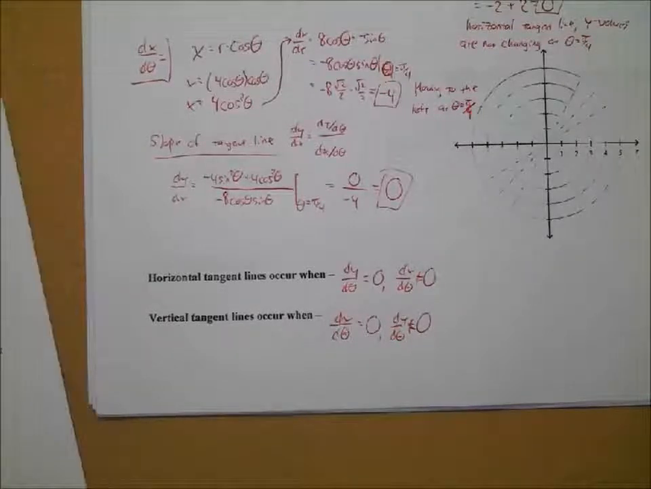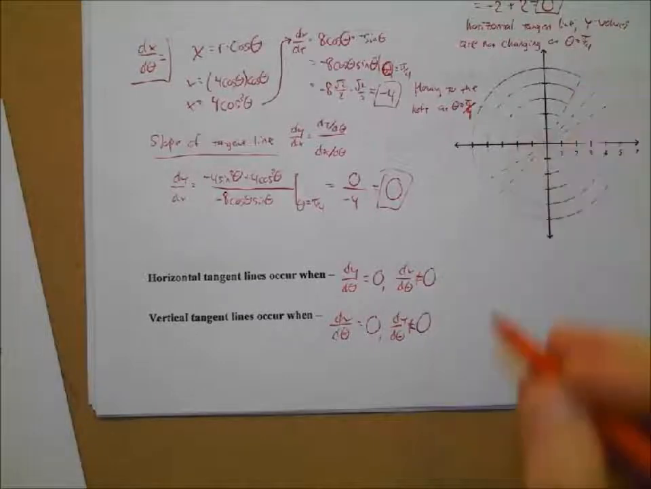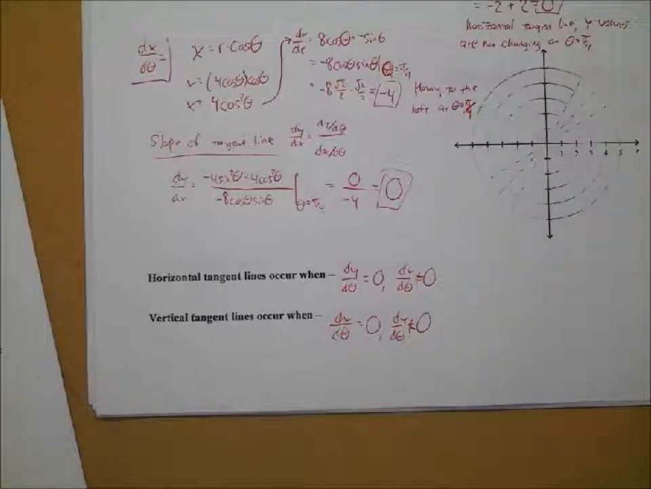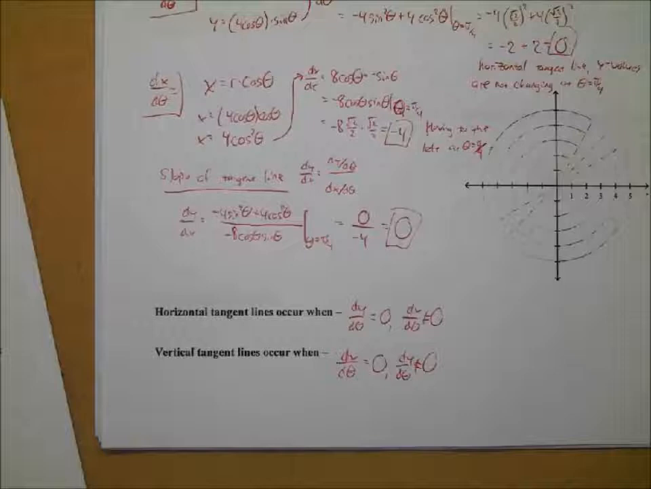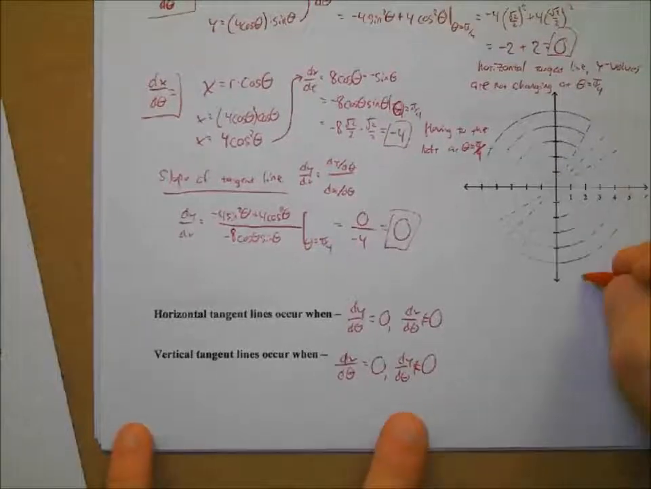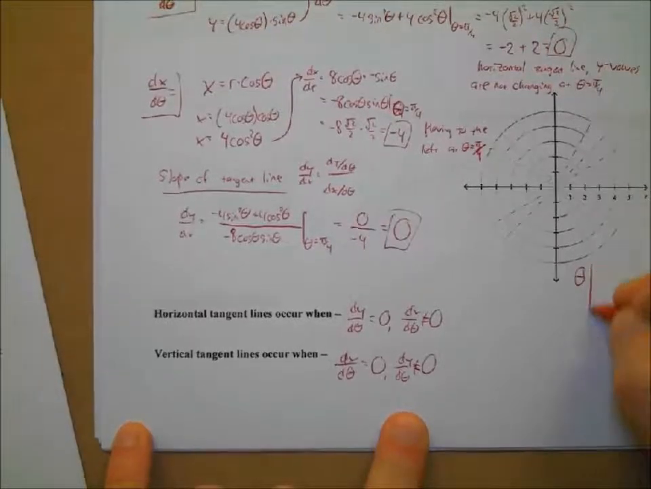Now, I left this little polar graph in here for us to get an idea about what 4 cosine theta actually looks like, so we can compare our calculations here to what we see in the graph. All right, so I'm going to do a quick little sketch.